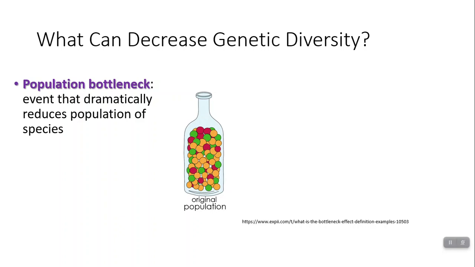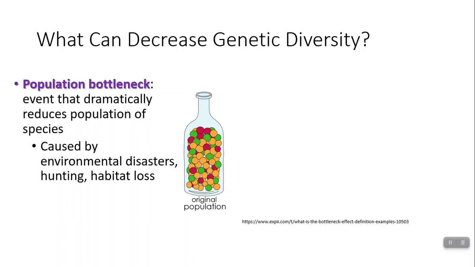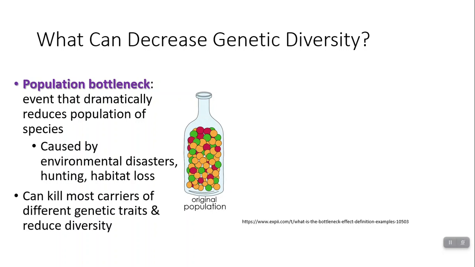What causes these decreases in genetic diversity? Well, one really big thing that can do that is what's called a population bottleneck or a bottleneck event. So it's some event, something that dramatically reduces the population of a species in a fairly short amount of time. It could be something environmental, so you could have a flood that comes in and wipes out a large chunk of the species, a volcanic eruption, or it could be something caused by humans, hunting, us destroying their habitat, and when that happens, you lose a large chunk of the genetic diversity and you kill off a lot of the carriers of different genetic traits.